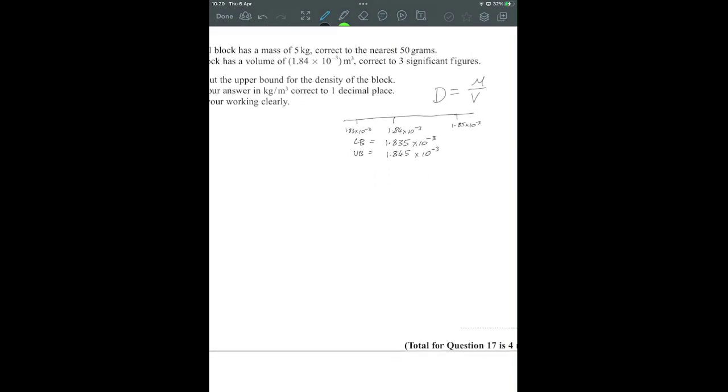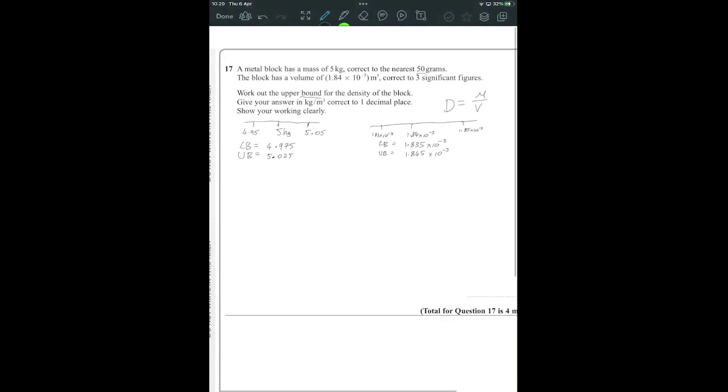Now, of course, I probably didn't need to know all 4 of these bounds, but I like to get them down just because while I'm thinking about it, it doesn't require that much more. So now I want density, I want the upper bound for density. So if I want this to be as dense as possible, I need to have the upper bound for the mass. It wants to be as heavy as possible in the smallest amount of space. Big mass, small space means big density. So my upper bound for my mass is 5.052. Lower bound for volume.